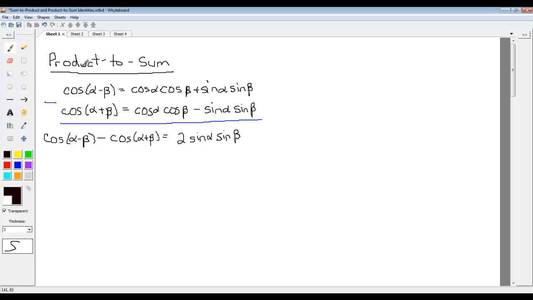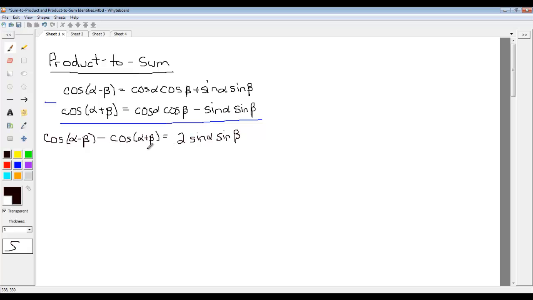Now we want to get an identity that takes us from a product to a sum. Well, right here is a product, and right here is a sum. You might be going, Ms. Schofield, that's a minus. Remember, addition and subtraction are inverses, so subtracting is like adding the opposite. So you can still call it a sum.